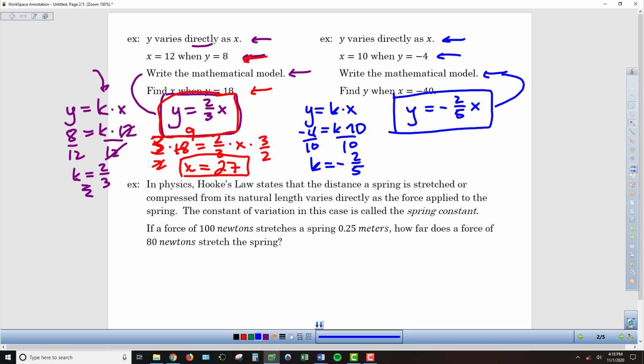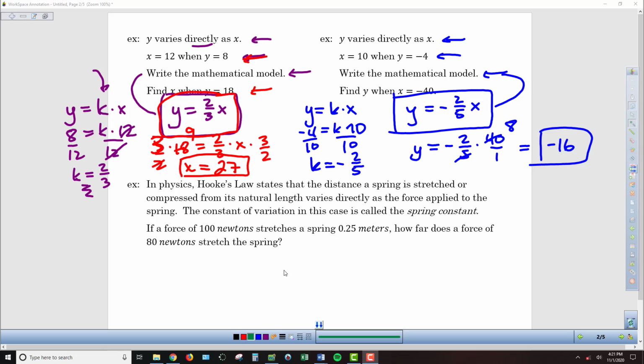Now I can use it to solve the remaining outstanding part of the problem. We want to find y when x is -40. So we can just say y equals -2/5 times 40 over 1. Then I can reduce, the 5 goes, the 40 becomes an 8. So we get -16 as our answer for y.